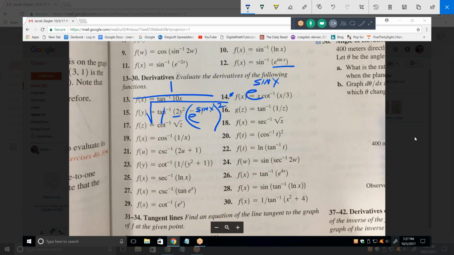Now we have a second inside that is sine x. So we have to multiply this whole thing by the derivative of our second inside. And that is cosine x, like you kept wanting to do. It's just that I wanted you to do it in order. Okay? So we had 2 applications of the chain rule.